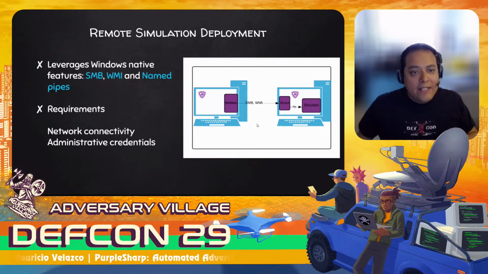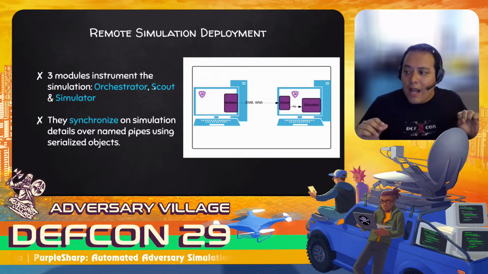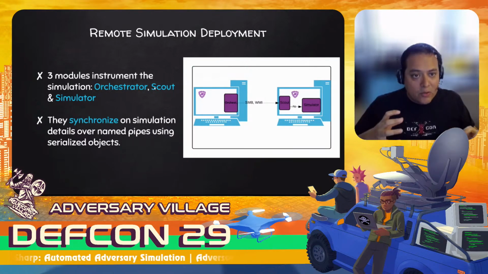Now, let's dive a little even deeper on how this works. There's three modules that work together. The orchestrator that runs on the operator's computer, the scout that runs on the simulation target, and the simulator that also runs on the simulation target. So these are three different modules that synchronize with each other to execute the simulation.